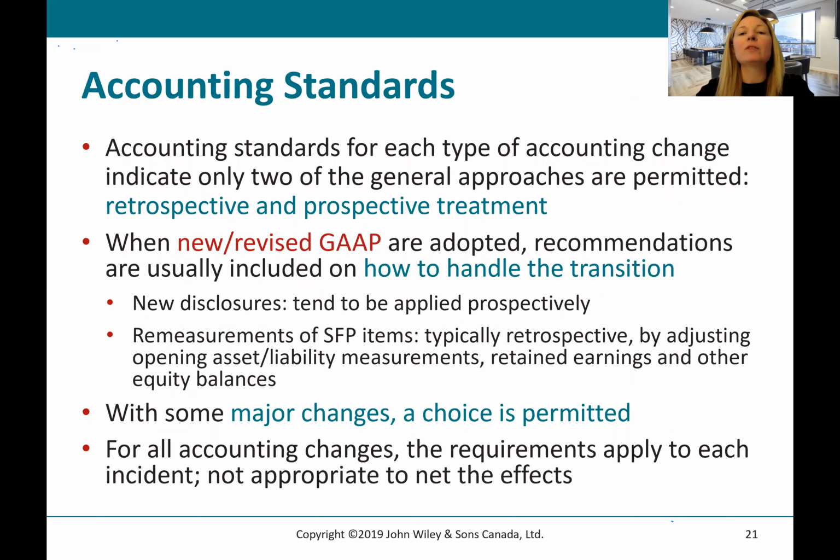So accounting standards for each type of accounting change indicate the only two ways that we can account for things are retrospective or prospective. And when new GAAP or new ASPE or IFRS standards are adopted, the recommendations in the standard usually tell companies how to handle the transition. So if it's going to be prospective or retrospective.